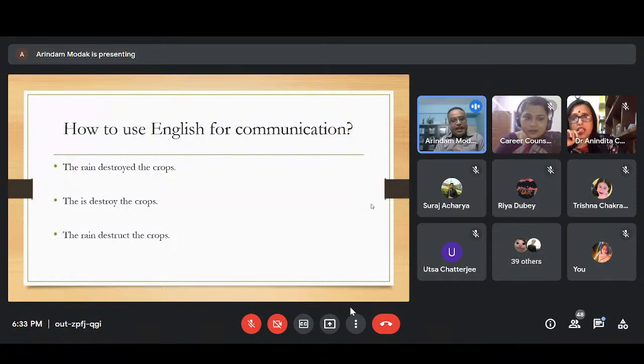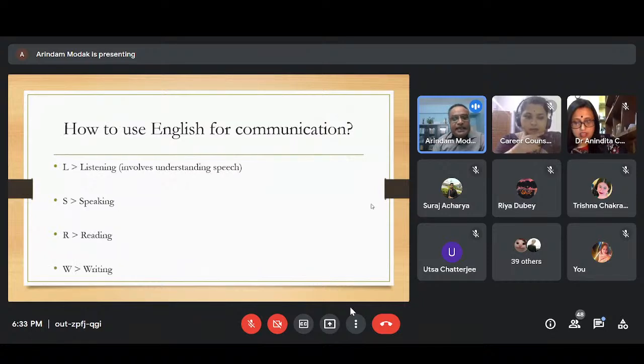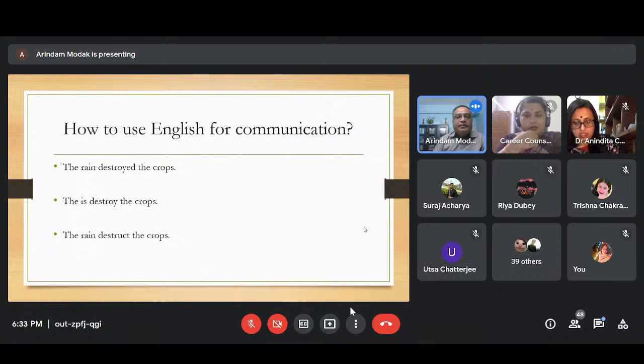Now, I have been talking about LSRW, that these are our aims, these are our objectives for learning the English language, that we need to acquire the skills of listening, speaking, reading and writing for learning the English language or any language for that matter. Now, when we say that we need to acquire these skills, what do we mean by that English language?